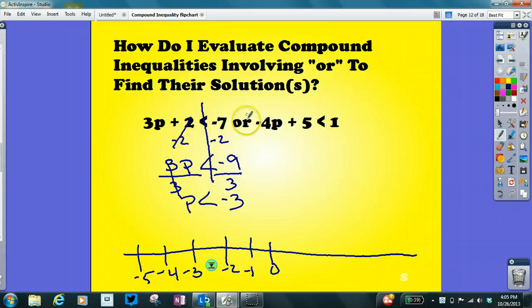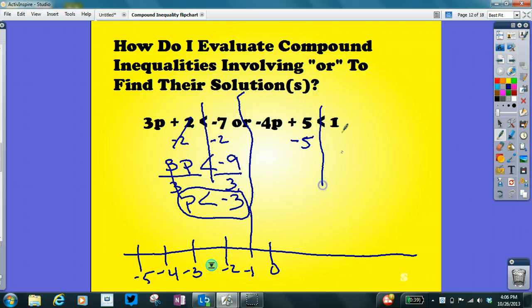Okay, now I'm going to go to do the or. Again, I'm going to separate these two, and I'm going to put a little box or circle around this so I know this is what I was working with. Now again, if I go over to solve my other inequality, I have negative 4p plus 5, which is less than 1. Get rid of my 5.